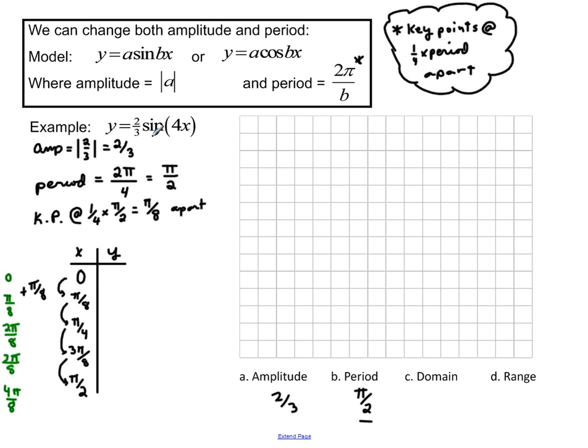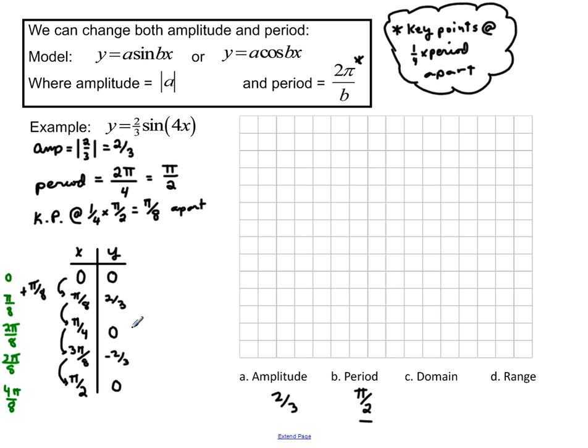We're dealing with a sine function, so the y values always start at 0. But then we typically go 1 times 2/3, so we're going to have 2/3 at the top of our expression. We're going to go back down to 0 at the next key point. We're going to multiply by -1, so we're going to get -2/3 as our next key point, and then we're going to go back to 0.